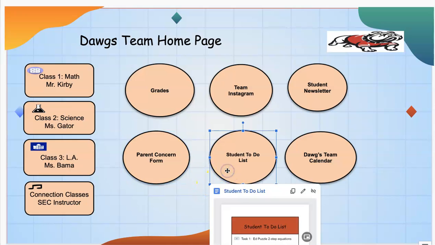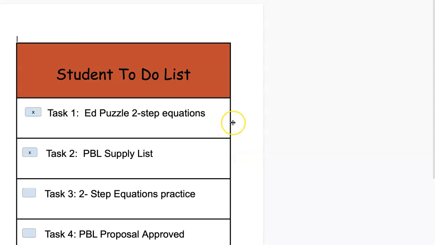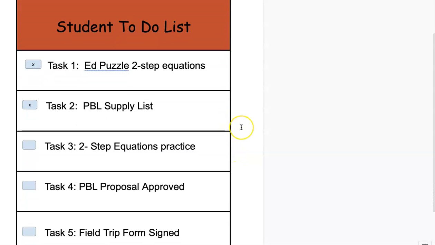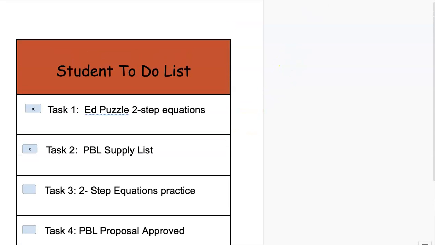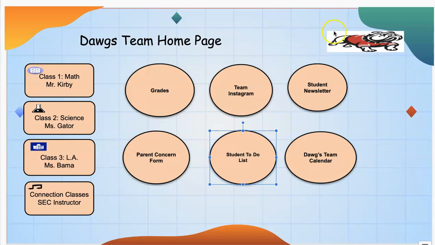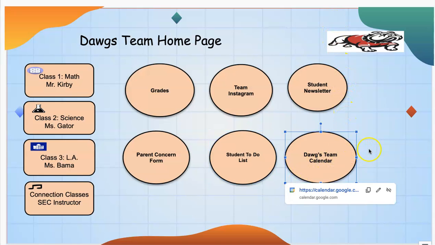The student to-do list was something I've never done before. And I like it. It's very easy. It lists out the number of tasks and it has a checklist for them. Never done that before, but I think it's a great idea. And then I put in here a Dogs Team calendar. We use Google Calendar, but I think it's got too many options and it's not very basic. So there's our team homepage with the 3 classes, and then they got connections class down here.